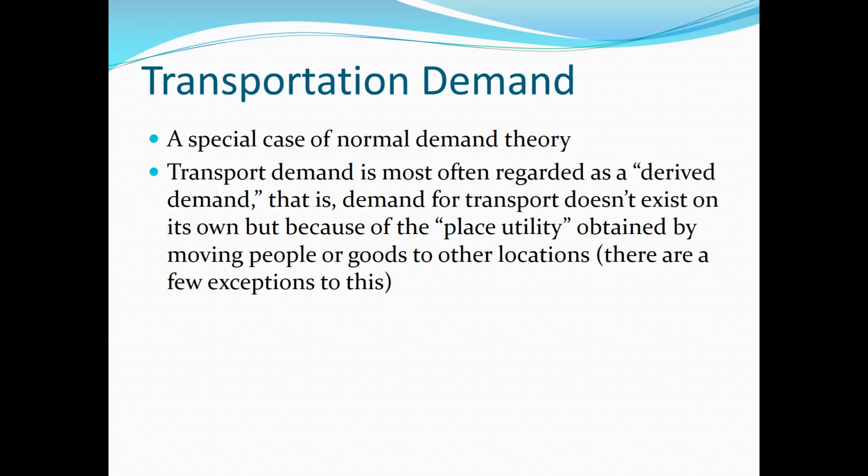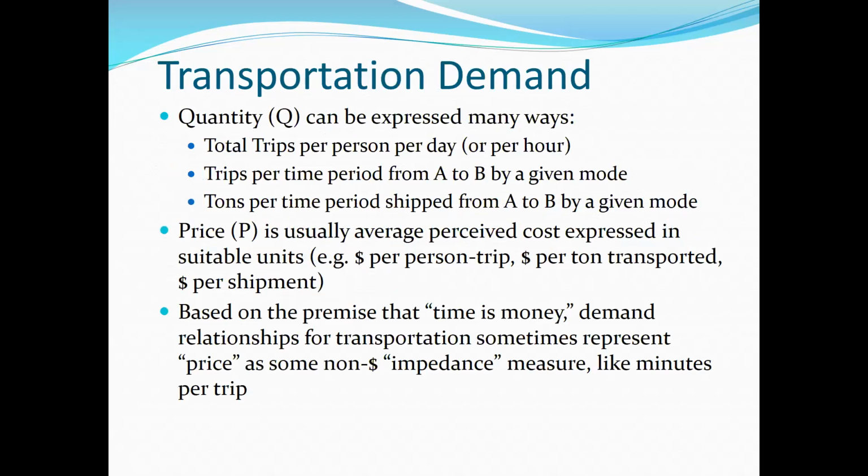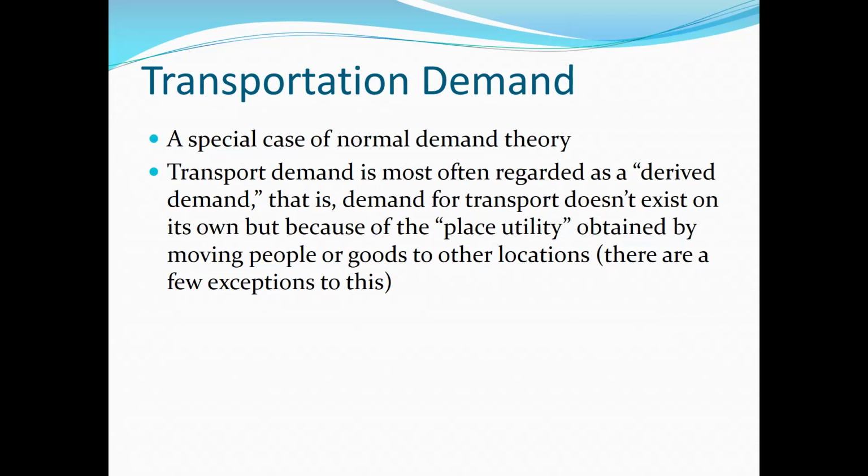So transportation demand is in fact a special case. And it's regarded as a derived demand because the demand for transport doesn't exist on its own, but because of place utility obtained by moving people or goods to other locations. And we mentioned that there are some exceptions to this. Sometimes you do travel on the scenic route for the sake of traveling, but for the most part, the demand that we consider is in fact what we call a derived demand.